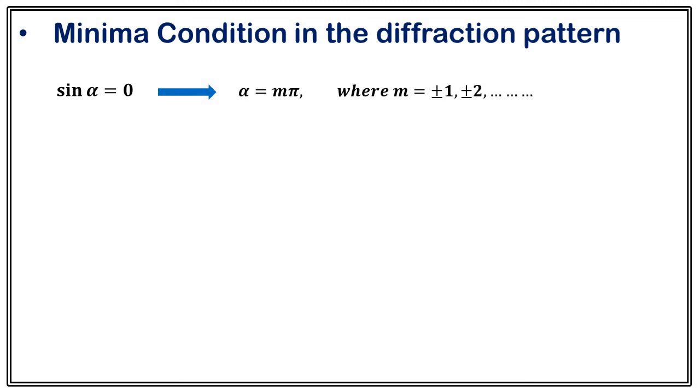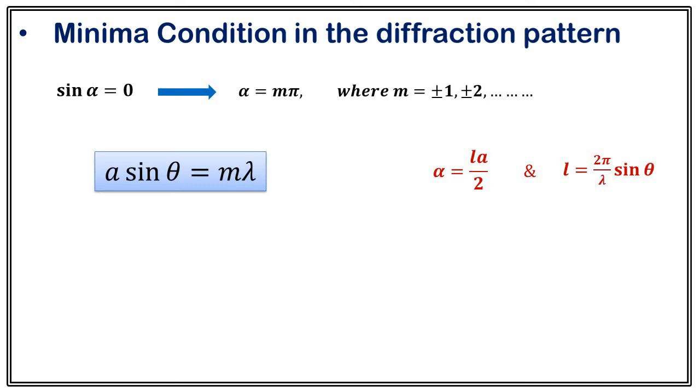Just substitute the value of alpha in terms of L and then substitute L in terms of theta. We will get A sine theta equals m lambda. This is the condition of diffraction minima. Just try to memorize all these relations. Now look into the detail of the maxima condition. We know tan alpha equals alpha is the condition for maxima. As this is a transcendental equation, it is very difficult to solve analytically. Here we will take the help of a graphical method so that we can find the values of alpha which satisfy this relation.